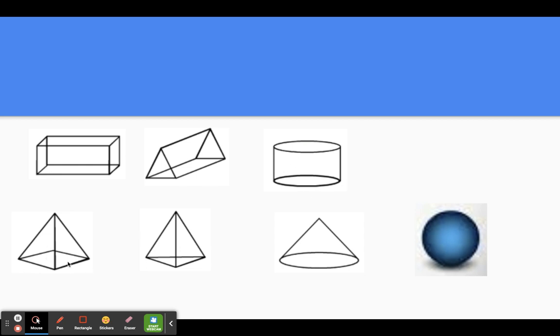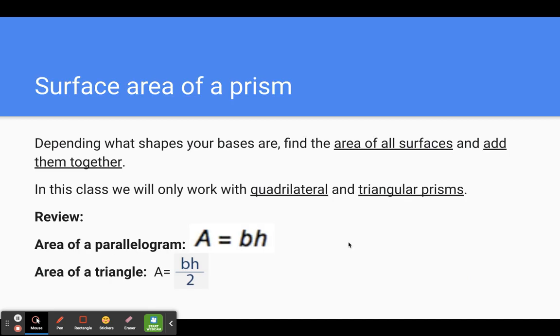This is a pyramid with a square base. This is a pyramid with a triangle base, and this is a cone with a circle base, and this is a sphere. Okay, so surface area of a prism, depending on what shape your bases are, find the area of all of the surfaces and add them together. In this class, like I said, we'll only work with quadrilateral and triangular prisms.